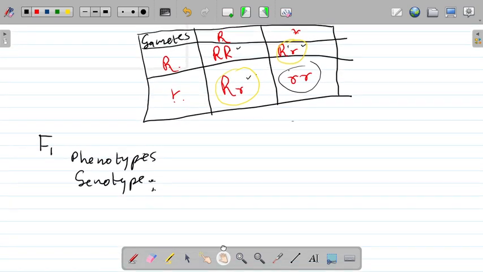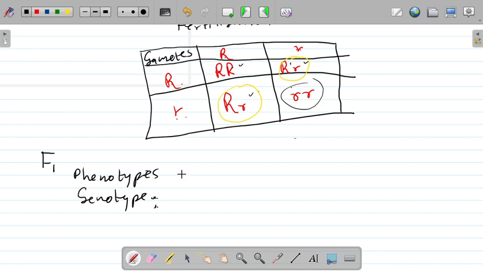Okay, let's go. Same thing. Phenotype, we say that 1, 2, 3 of them are rollers. So 3 rollers is to 1 non-roller. That's the ratio, 3 is to 1. That is your ratio.